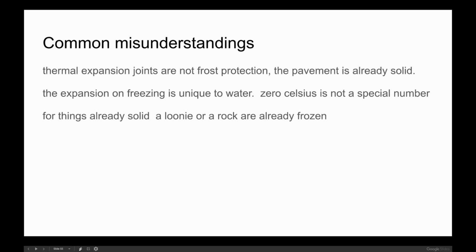The expansion on freezing is unique to water. 0 Celsius is not a special number for things that are already solid, like a loonie or a rock. They're frozen already. The expansion joint is for seasonal changes in temperature. Frost heave is because water got underneath things, and the only solution for that is to make sure the soil is well drained.